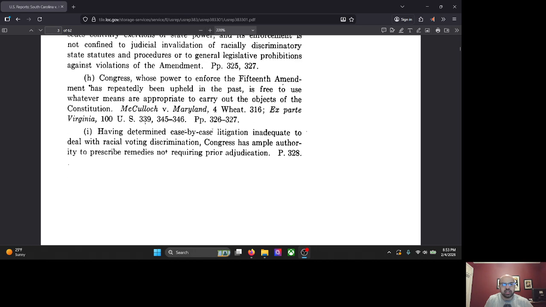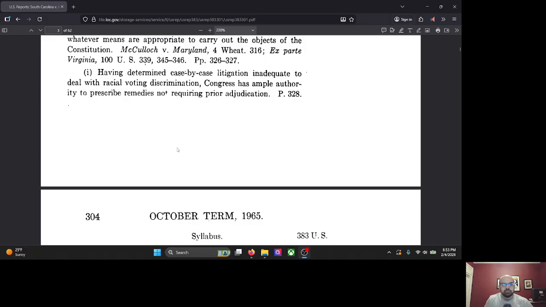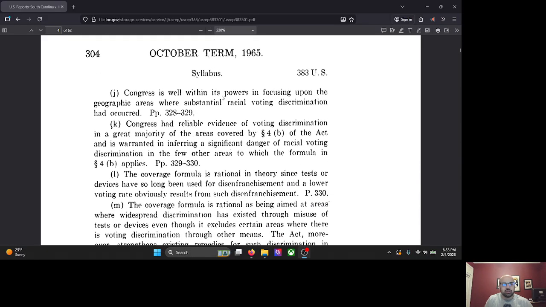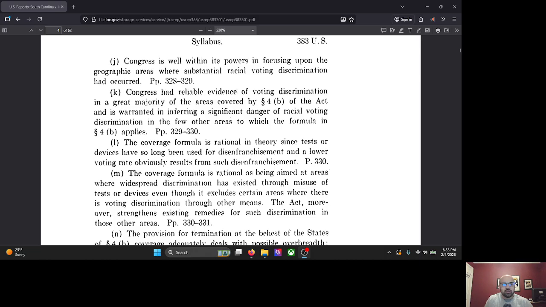Having determined case-by-case litigation inadequate to deal with racial voting discrimination, Congress has ample authority to prescribe remedies not requiring prior adjudication. Congress is well within its powers in focusing upon the geographic areas where substantial racial voting discrimination has occurred. Congress has reliable evidence of voting discrimination in a great majority of the areas covered by subsection 4B of the Act and is warranted in inferring a significant danger of racial voting discrimination in the few other areas to which the formula in subsection 4B applies.